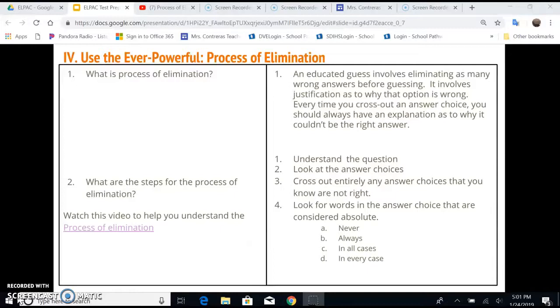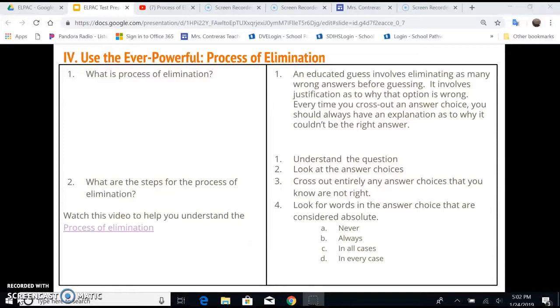So the entire listening portion of the LPAC is in multiple choice format. Each question will be followed by 3 answer choices. There are no penalties for guessing. Therefore, for every question that you do not know the answer to, you still have a 33% chance of getting it right. Because of this 33% chance, answer every question. Don't leave anything blank.